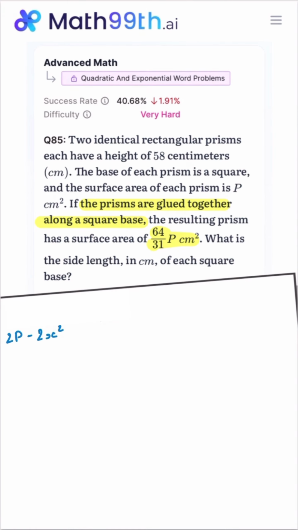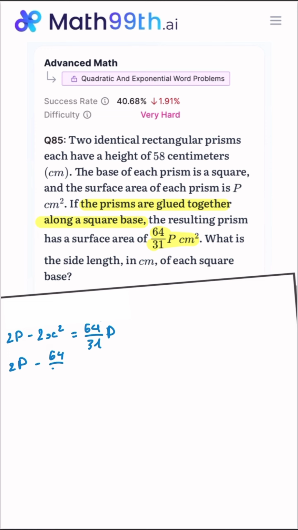It's given that this resulting surface area is equal to 64 over 31p centimeters squared, so 2p minus 2x squared equals 64 over 31p. Subtracting 64 over 31p from both sides of this equation yields 2p minus 64 over 31p minus 2x squared equals 0.